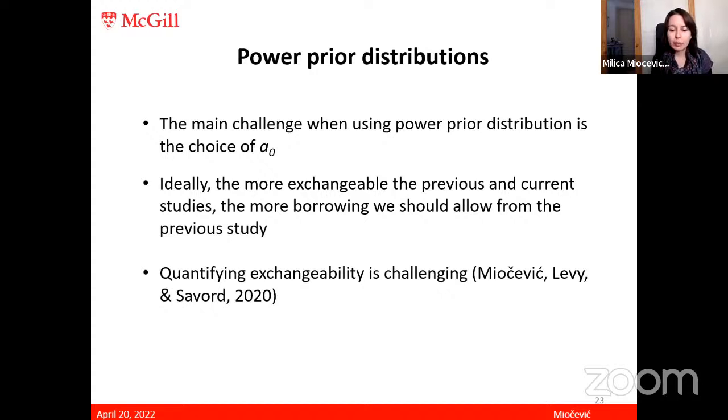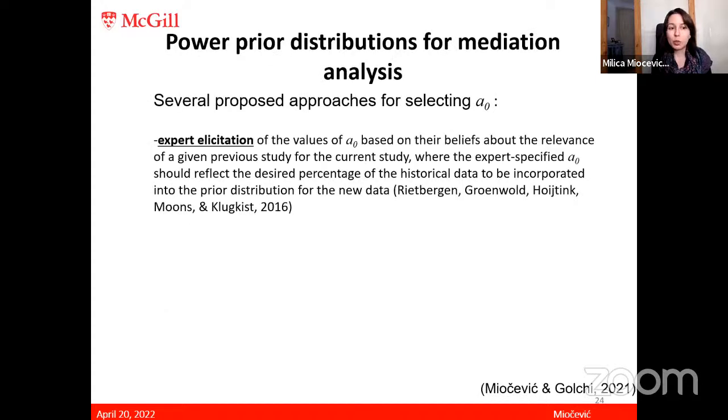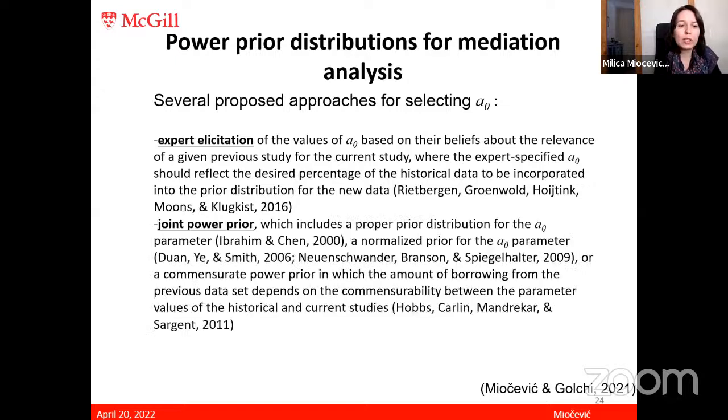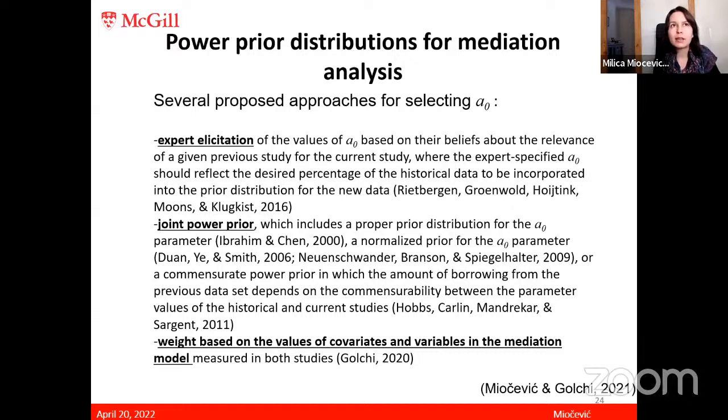Quantifying exchangeability can be fairly challenging. So you could make a list of relevant characteristics and then see whether they match. You could ask experts on what they consider the appropriate values of A0 to be based on their beliefs about the relevance of a historical study for the current study. You could specify joint power priors wherein you don't select the value of A0 a priori, but you assign a prior for it. Or you could let the data decide on the value of A0 by having some metric that compares the distribution of X, M, and Y as well as relevant covariates in the previous study and your current study.